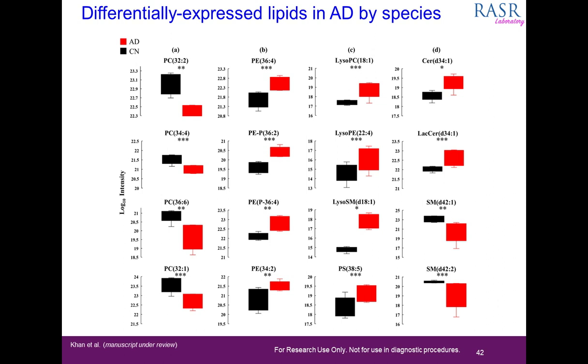You can always mine the data further to look at an individual lipid species of interest, and here you can see many of those, where you can start to tease apart how they're changing with the disease.